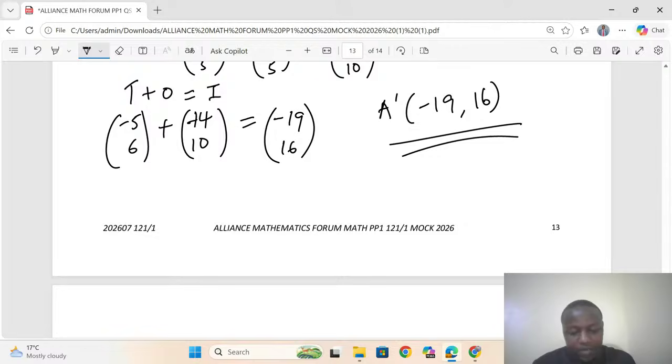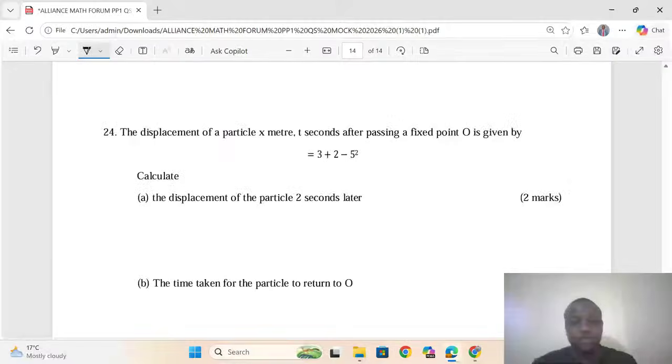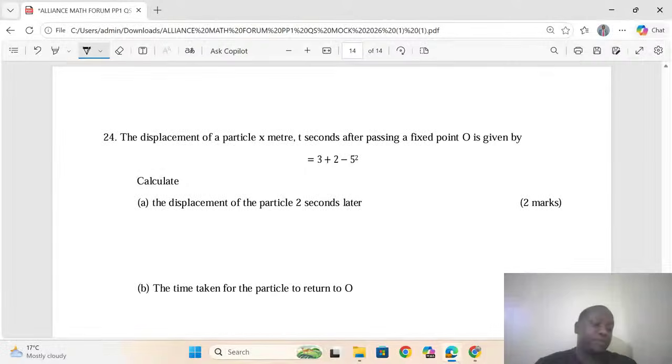Very, very good question. We can now check the very last question, ladies and gentlemen. So we are looking at question number 24. Remember, I told you when you follow up, you discover that all the questions are simple. They are all doable.